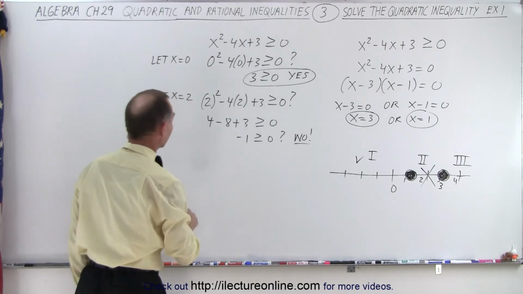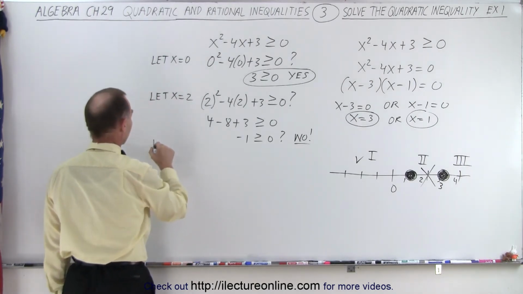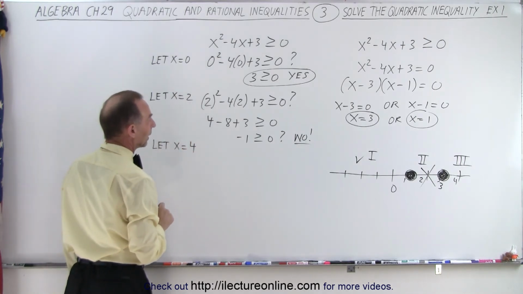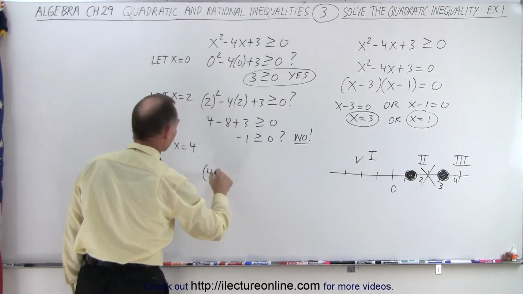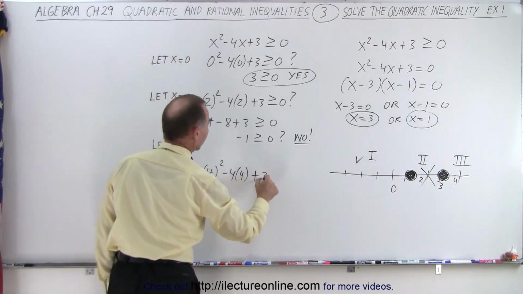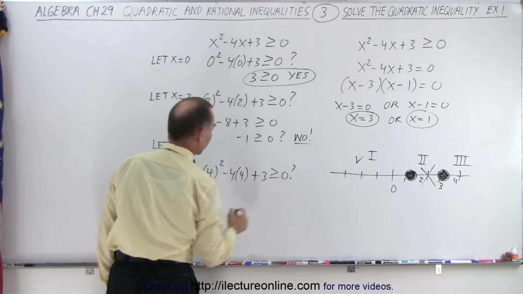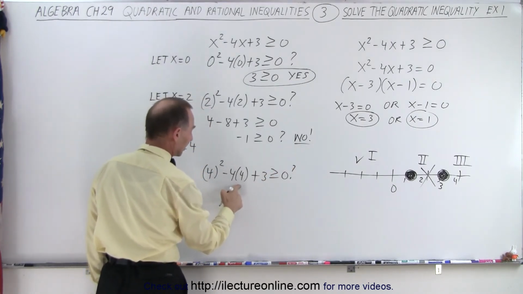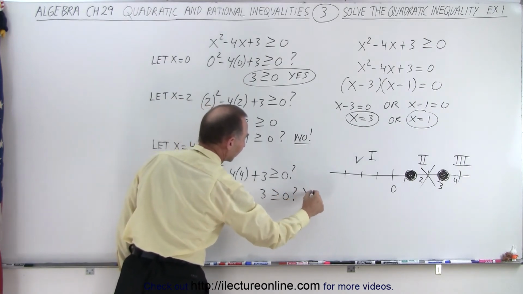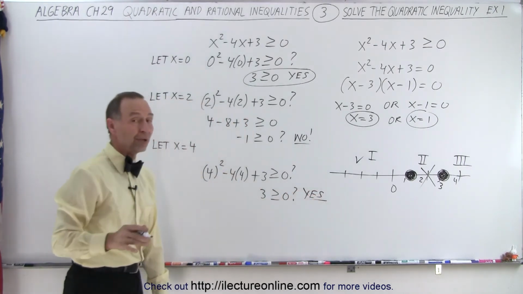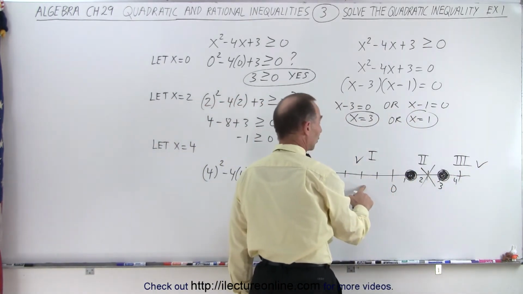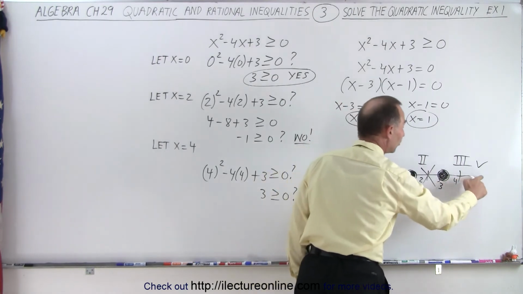Let's try region number 3. So we're going to let x equal 4. Plug that in. We get 4 squared minus 4 times 4 plus 3. Is that greater than or equal to 0? Question mark. And notice that that's 16 minus 16. That cancels out. So 3 greater than or equal to 0. And the answer is yes. That means that region is also included. So notice region 1 satisfies the inequality. Region 2 does not. Region 3 does.